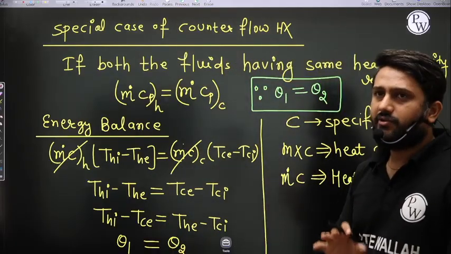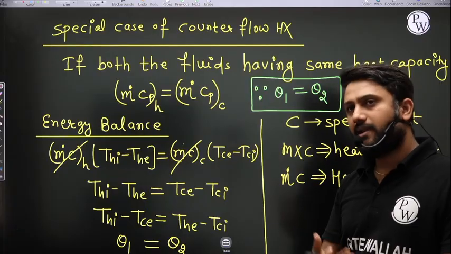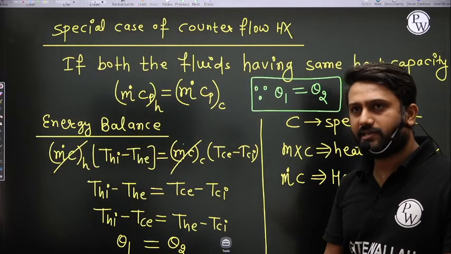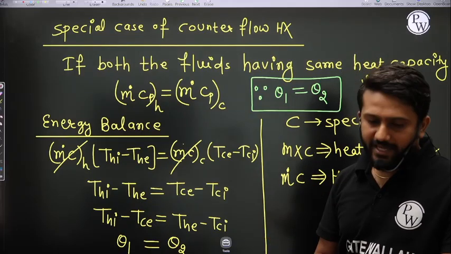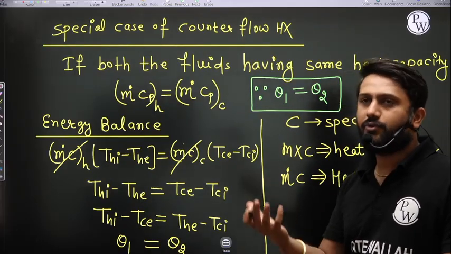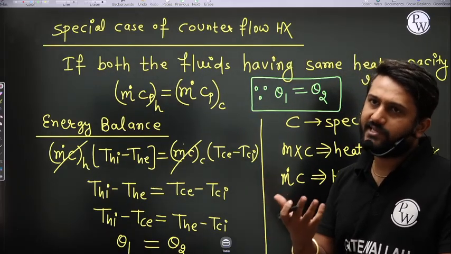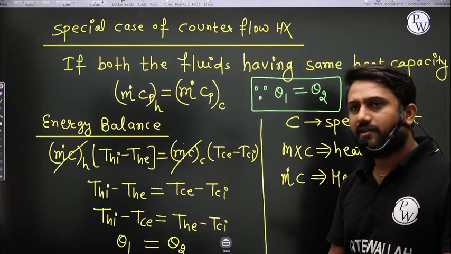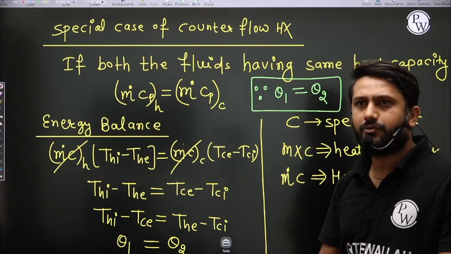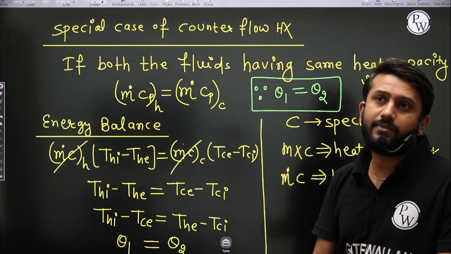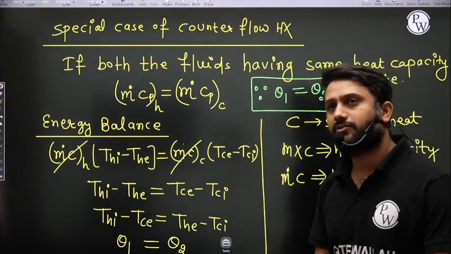This equation you are not getting in the parallel flow heat exchanger. There is the possibility of parallel flow with equal heat capacity rate also, and there is no problem, but in parallel flow with equal heat capacity rate you are not getting theta 1 equal to theta 2, whereas in counter flow with equal heat capacity rate you are getting theta 1 equal to theta 2.